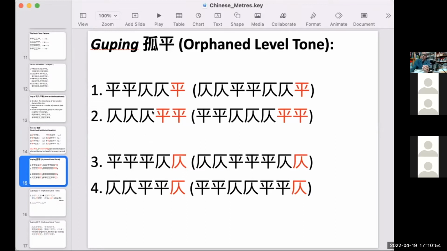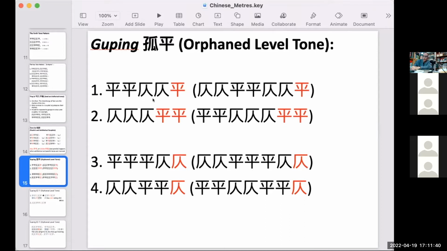There is something called guping. Guping, if we translate it into English, literally means the orphan level tone. There are some rules regarding this guping. For example, here, in the wu yan shi, pentasyllabic, or qi yan shi, heptasyllabic, guping occurs only when the poem has ping as rhyme, when it is a ping-rhymed poem. Then we may run the risk of having this guping, meaning what?